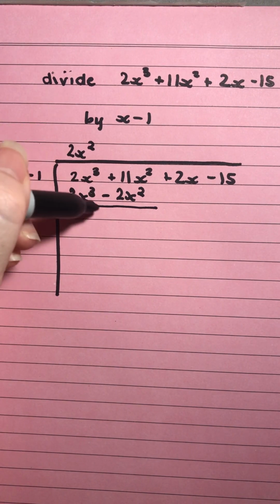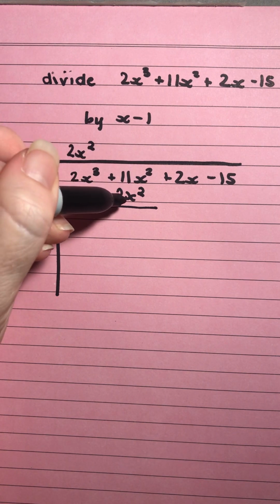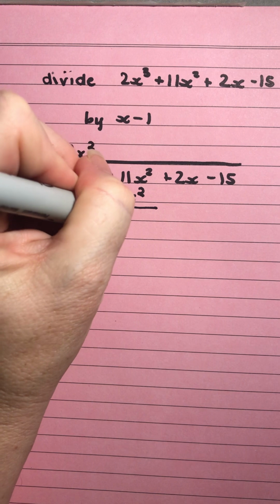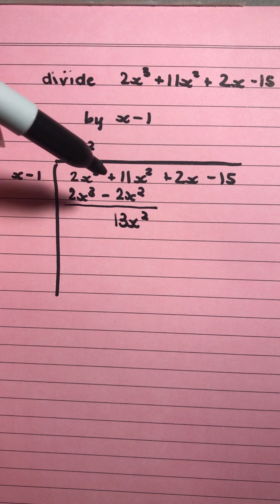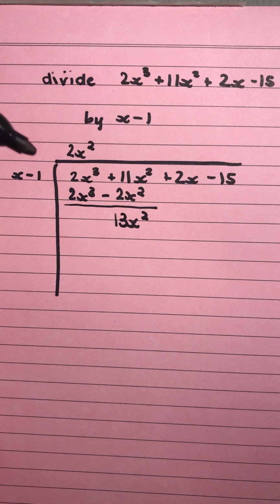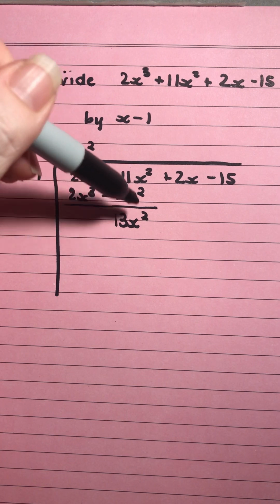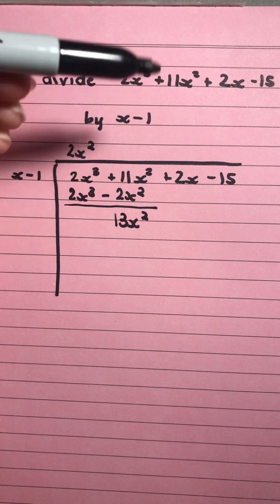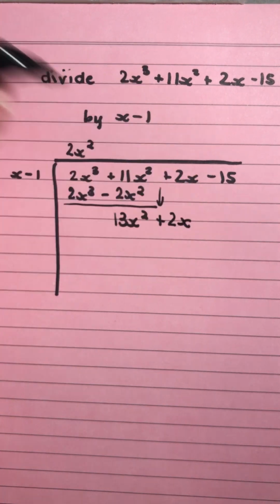We've got, this is where you need to be careful. So 11x squared, take away negative 2x squared, becomes 13x squared. So this is the biggest error that I see when students bring up their work to me, where they haven't got the answer they wanted, is that they have subtracted and got 9x squared instead of the 13x squared there. They're going to bring down that plus 2x.